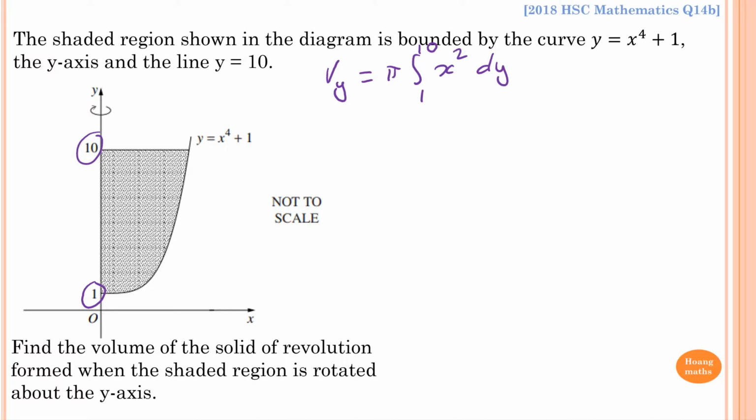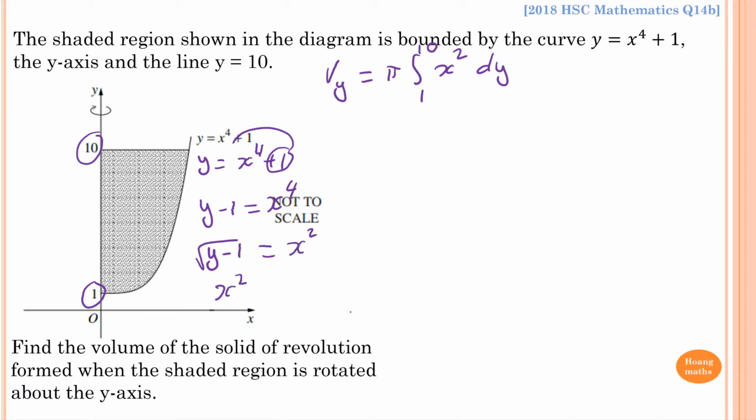We know that y is equal to x to the power 4 plus 1, so we just move the 1 to this side. That means y minus 1 equals x to the power 4, and then I square root both sides, which gives y minus 1 square root of x to the power 4 is x squared. So therefore x squared is the same as y minus 1 to the power half.